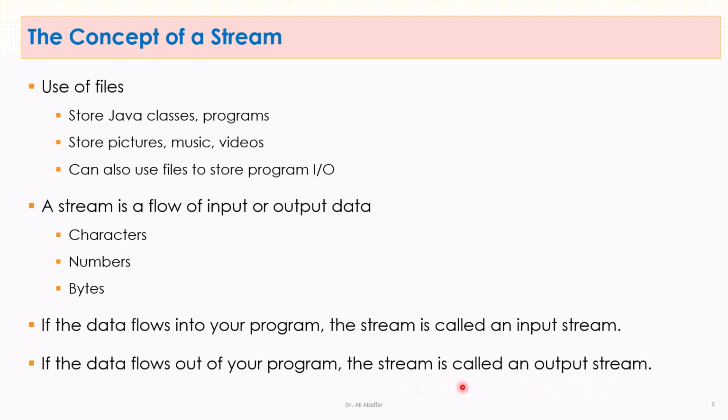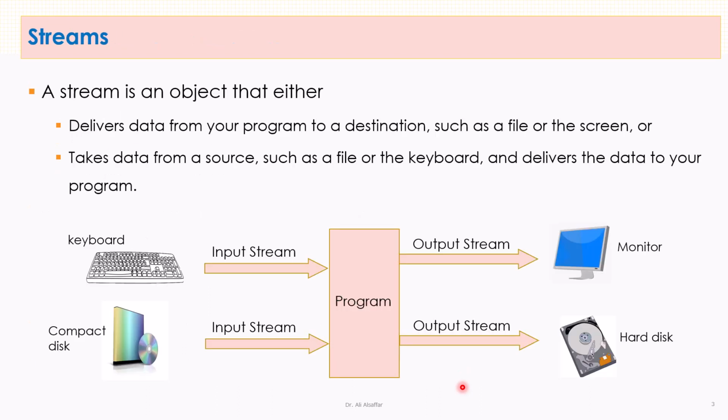So in the middle, you have a program. If the data is going into the program, then we have an input stream. And if the data is going out of the program, then we say that we have an output stream. This is a clear picture of what we mean by input stream and output stream.